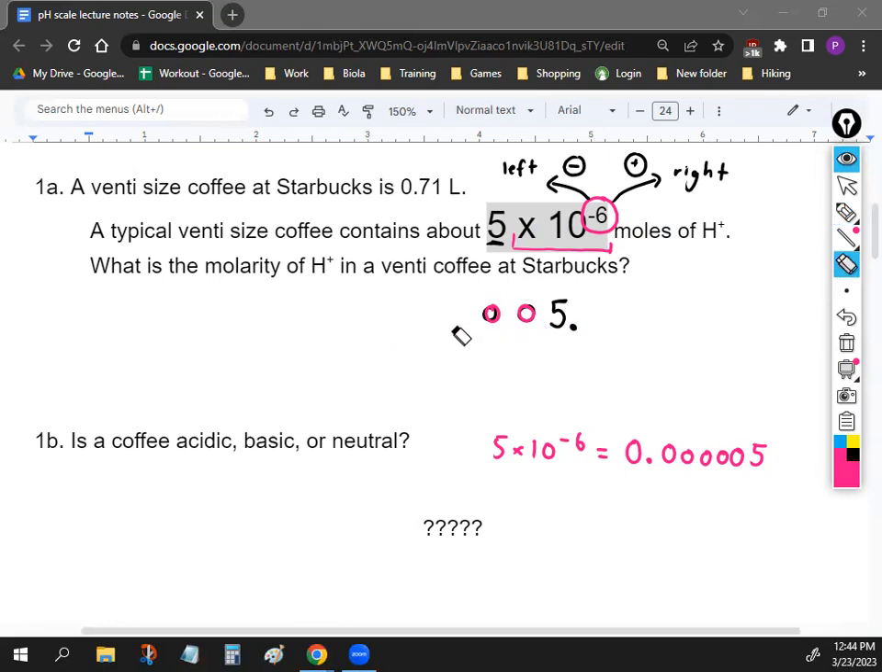So let me rewrite it a little bit higher so it's easier to see. Okay, but basically all that I just talked about is to tell you that this number right here, 5 times 10 to the negative 6, is equal to 0.0000005. Okay.